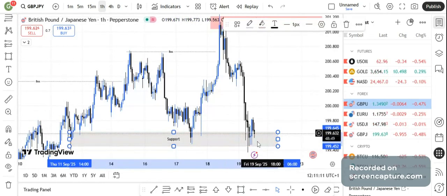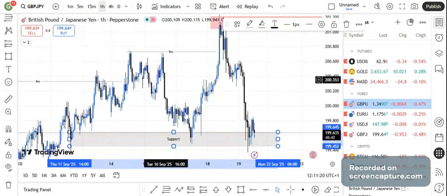These are support. Now, if you notice here, we are also on a bullish trend. So price is currently on support. Whenever, don't forget, whenever price is on a support area, what do we do?